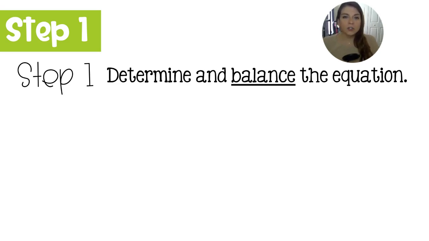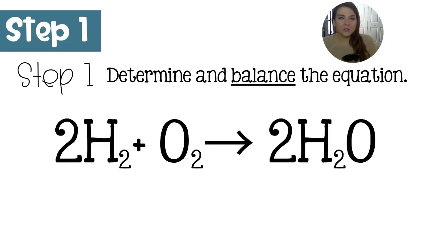So the first thing we need to do is determine and balance the equation. We started with a word equation, and we will now turn that into a real chemical equation. Water synthesized from its elements would be hydrogen and oxygen, both diatomics, forming water vapor. And then we'd have to balance the equation by putting a 2 in front of the hydrogen and a 2 in front of the water vapor.